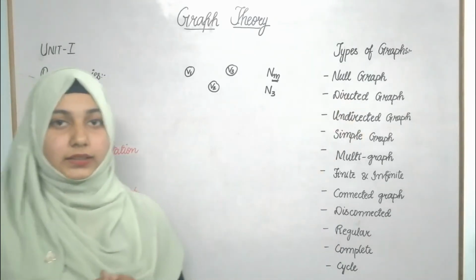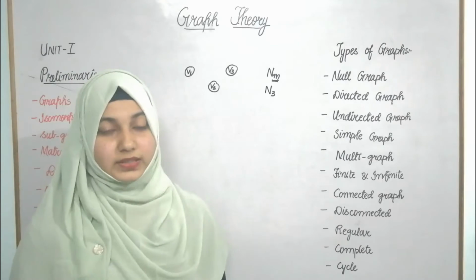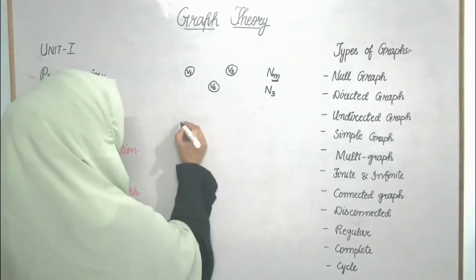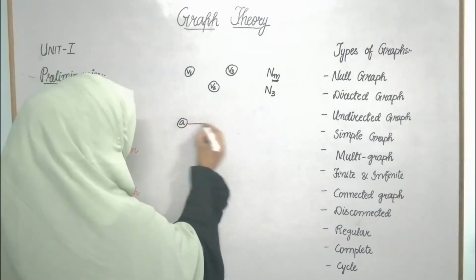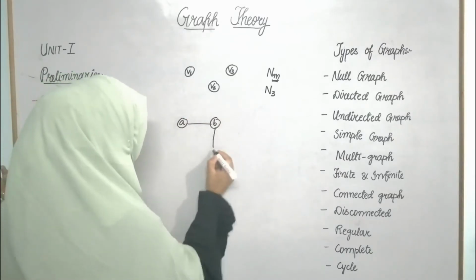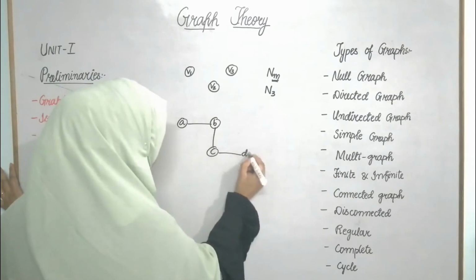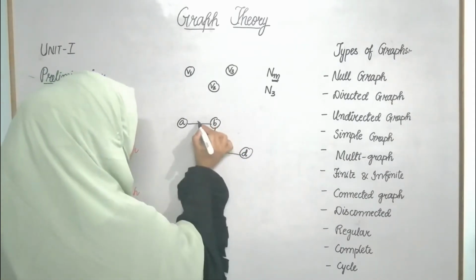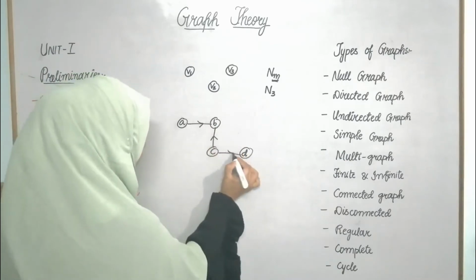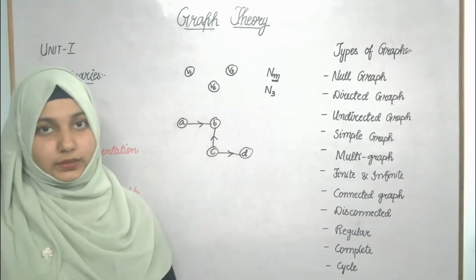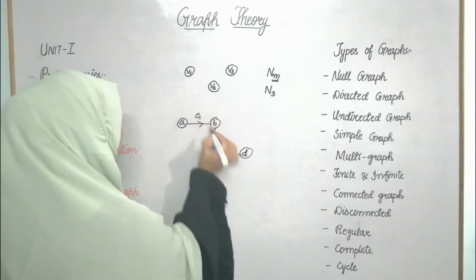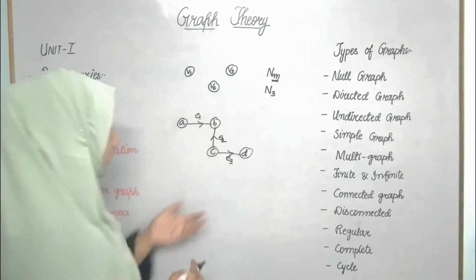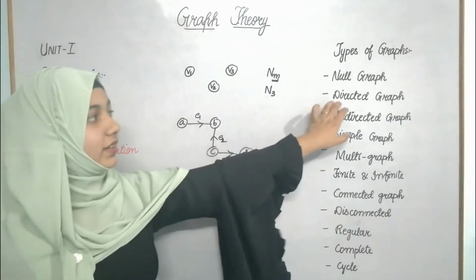A directed graph is a graph that contains edges and vertices, where the edges have a direction. For example, let's say A, B, C, D. Suppose this is a graph given, and we have got directions here, some way like this. These are the edges, so the edges have got directions. So this graph is called a directed graph.